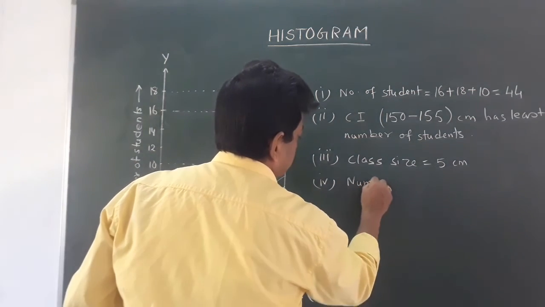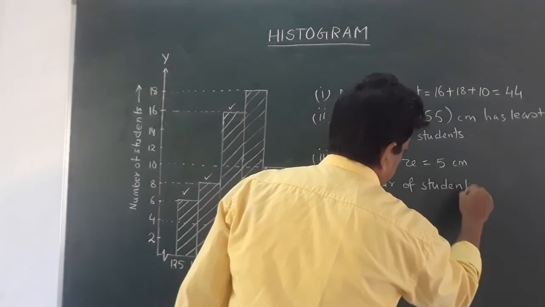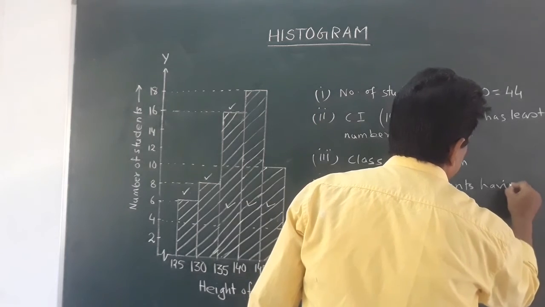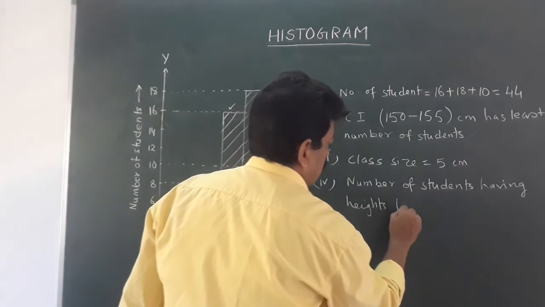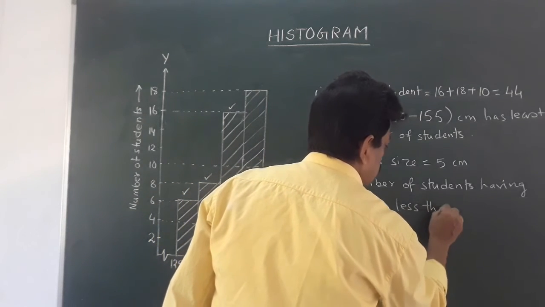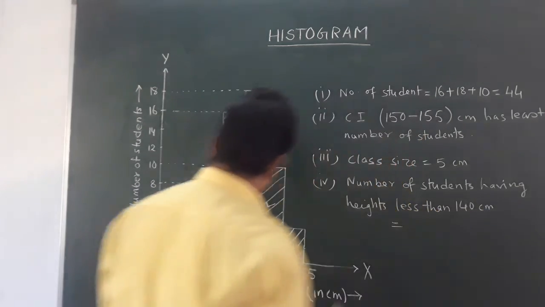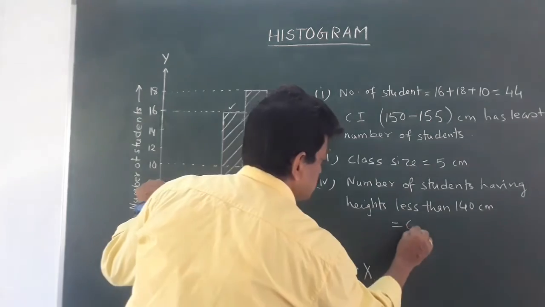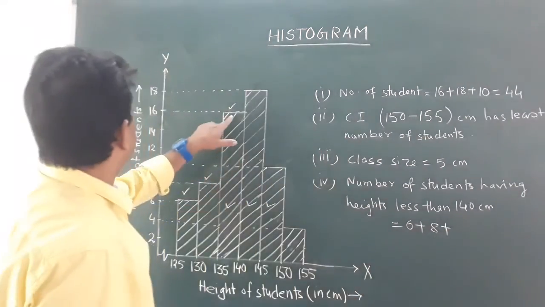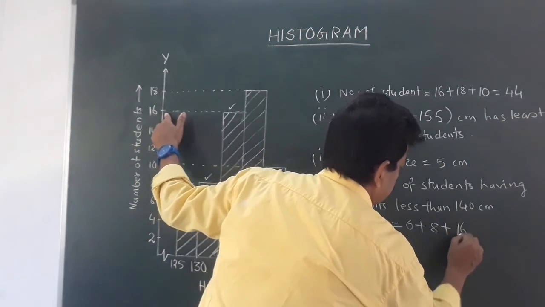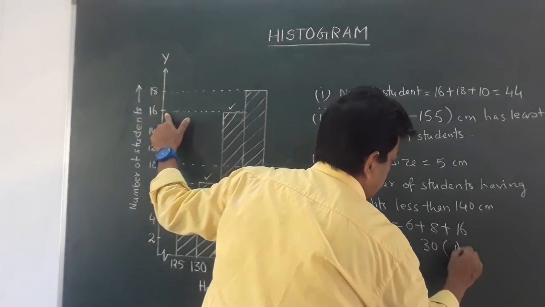Number of students having height less than 140 centimeter is equal to, the first one is 6, there is 8 and this is 16. So it is 14 plus 16, 30. 30 is the answer.